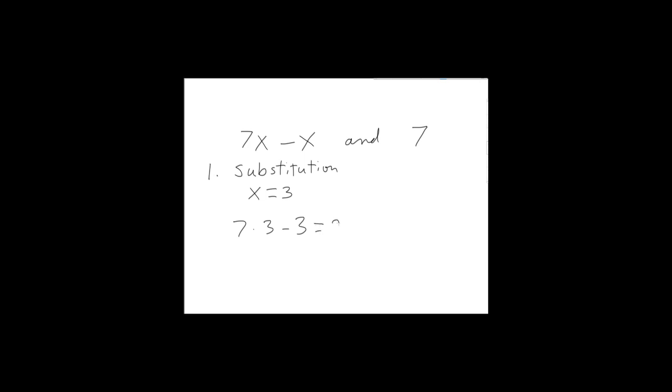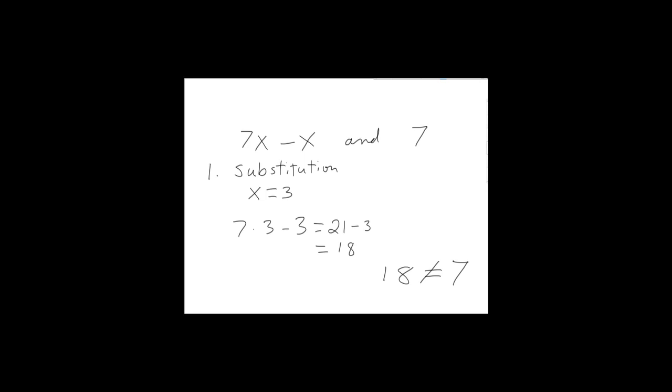That's equal to 21 minus 3. And 21 minus 3 is equal to 18, and we know for pretty sure that 18 does not equal 7. So this is the first method, substitution. Real quick, we plug something in. We found out that indeed 7x minus x and 7 are not equivalent expressions. So that's our first technique.